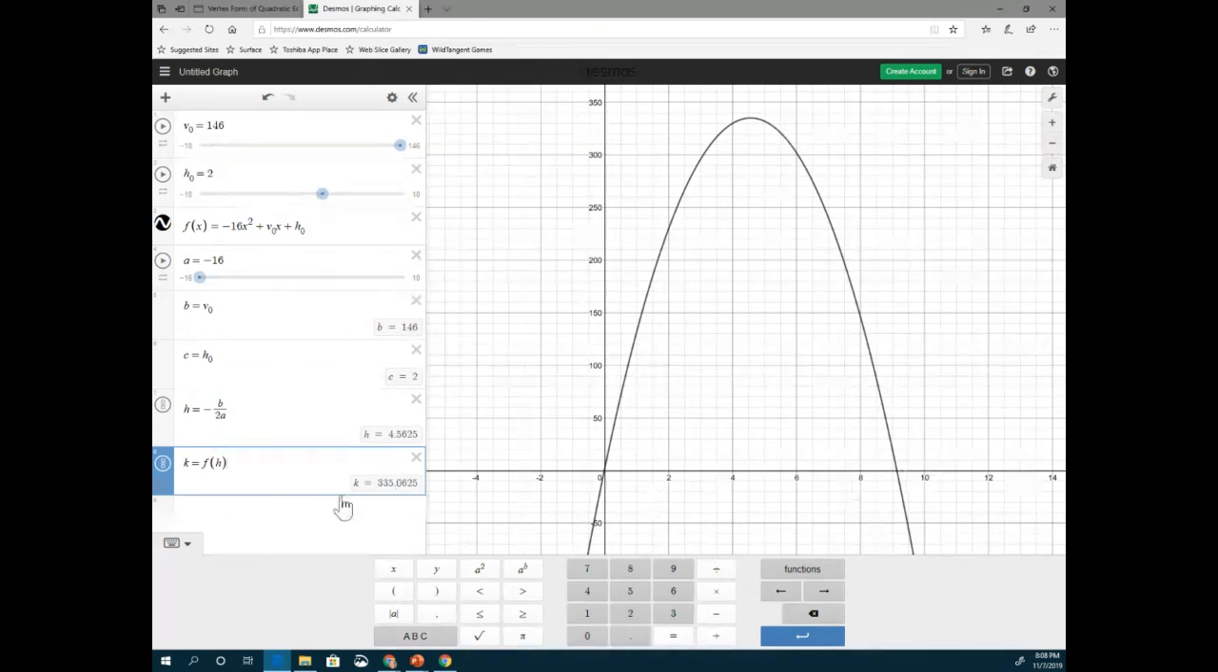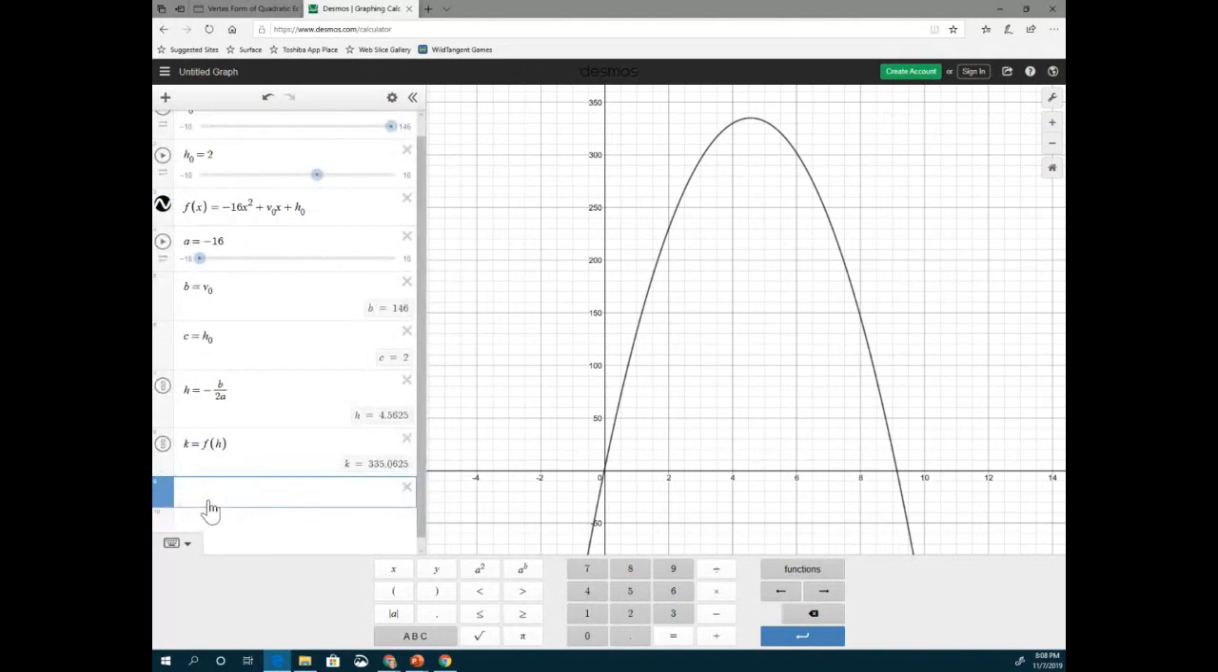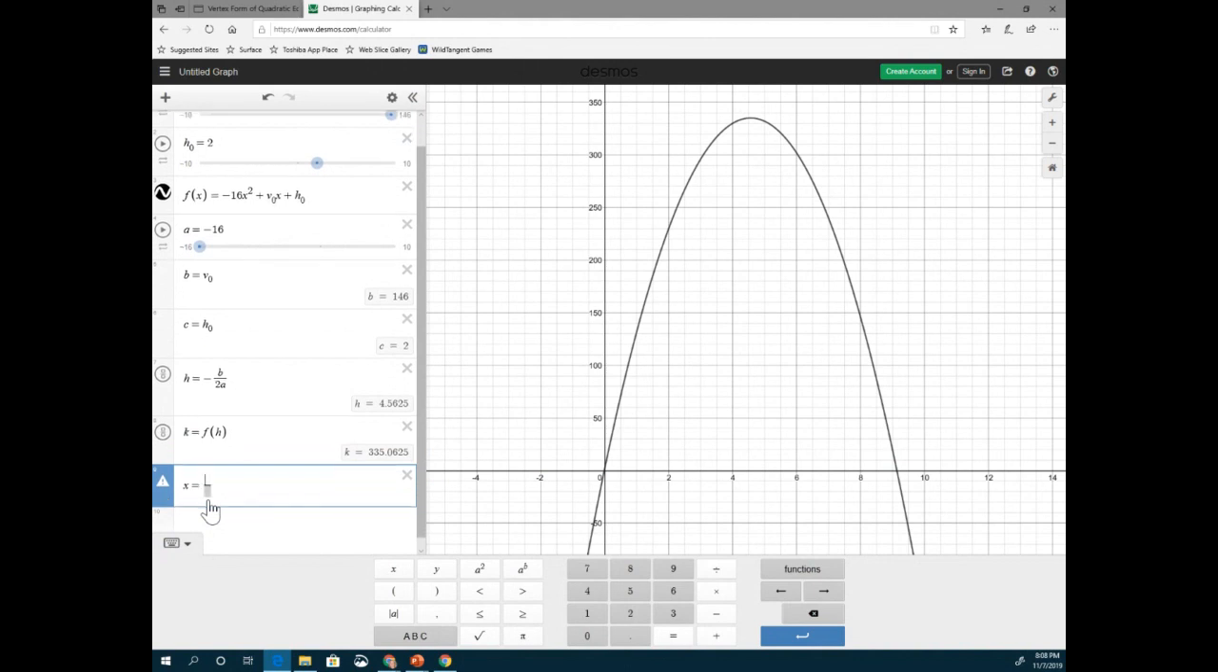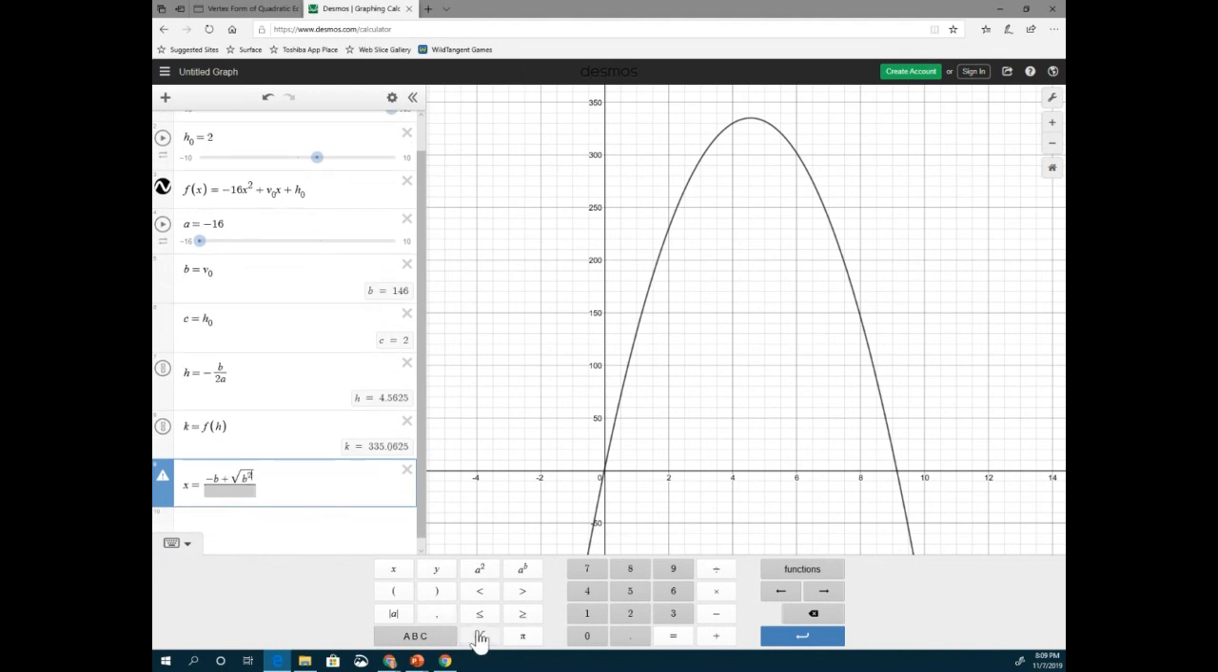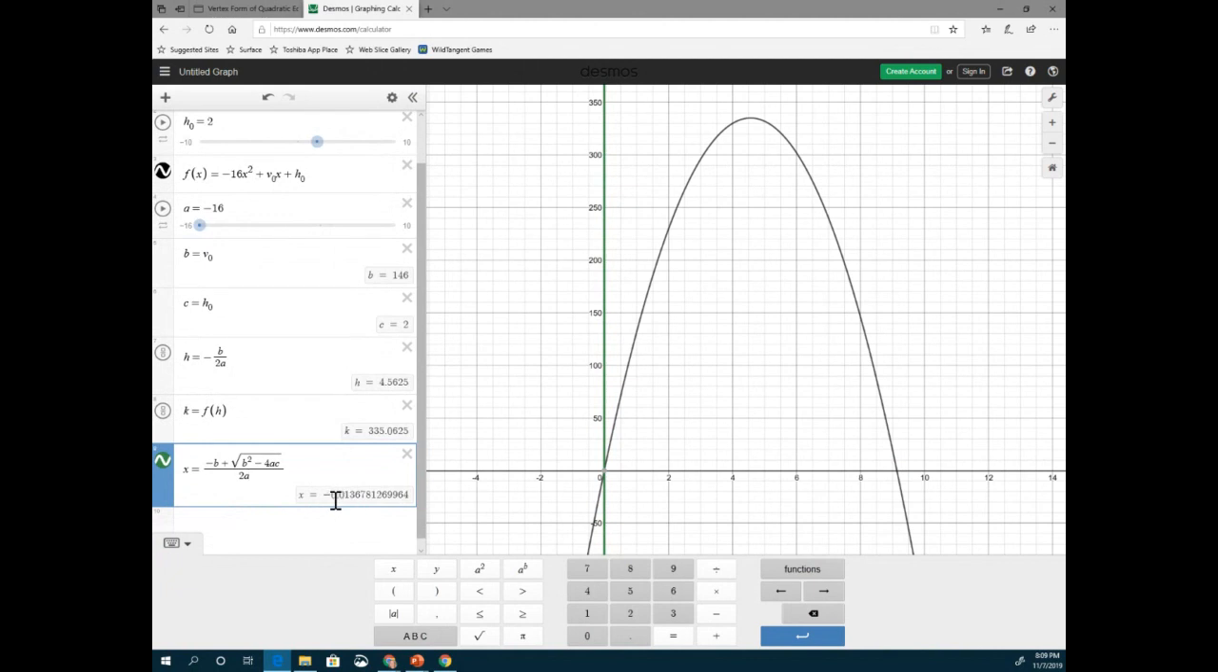Now I want to know when it hits the ground, so I can even type in the quadratic formula here because I labeled my a, b, and c. So I'm going to create my fraction, negative b, and I'm going to use plus, and then I'm going to copy it to the other one. B squared minus 4ac, for 2a. And then it's giving me one value for my quadratic formula. And then I can change that to a minus to get the other one when it hits the ground, which is after about 9 seconds.